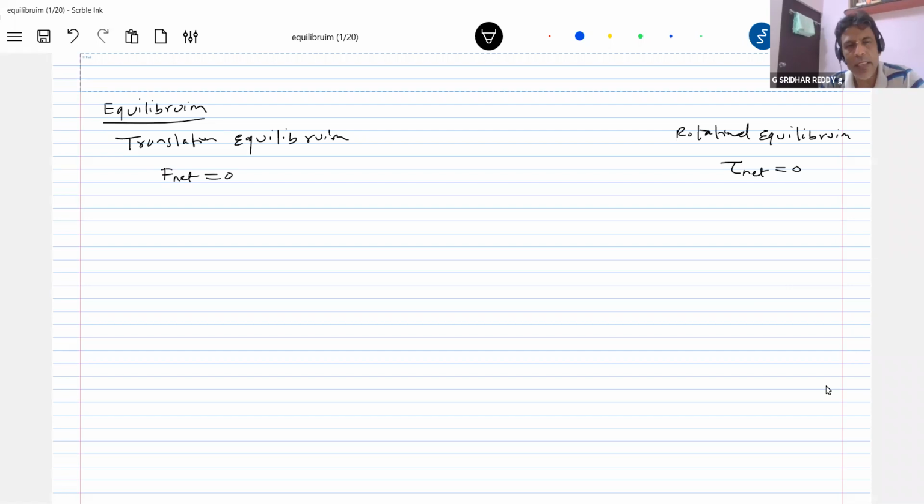So in general, if I say equilibrium, what are the conditions? It must have translational equilibrium and rotational equilibrium. Combined, that we'll discuss in rotation mechanics. What we are discussing is problems related to translational equilibrium. Okay, fine. So this is the topic we are going to work out here.